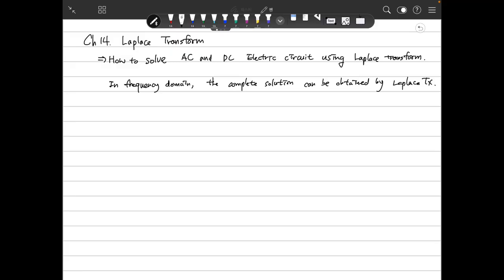And in this chapter 14, at first we will briefly discuss what the Laplace transform is. We already learned the Laplace transform in previous classes, like engineering mathematics. But simply, we will review what the Laplace transform is and how to use it. And after that, we will apply the Laplace transform to the analysis of electric circuits.